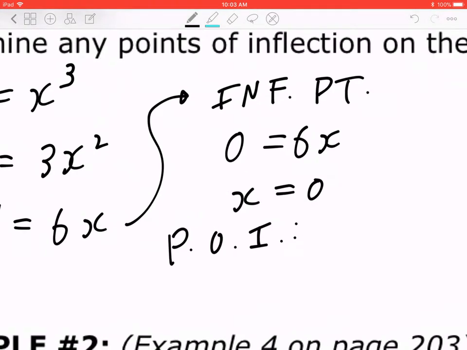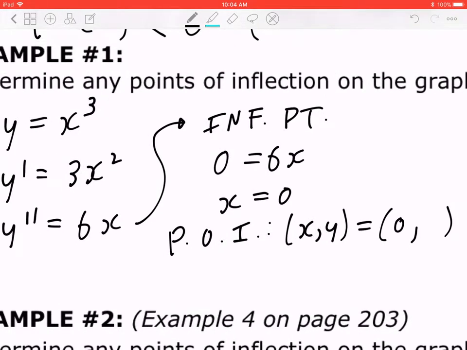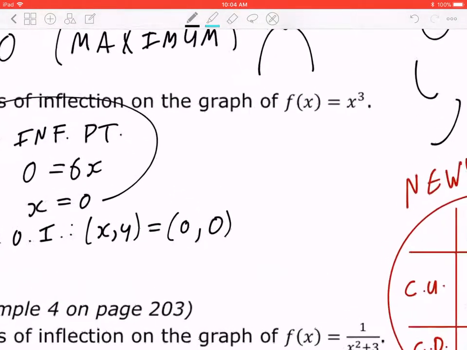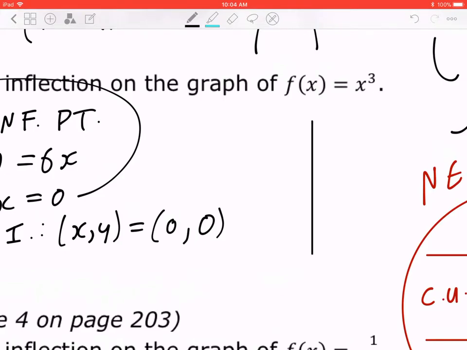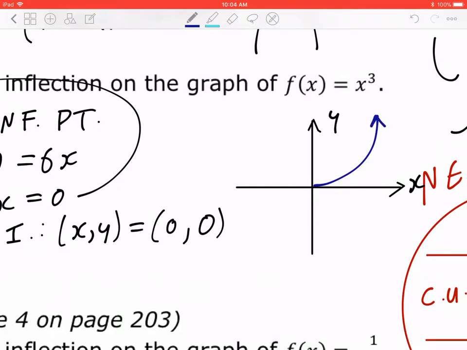Again, form that habit just like we did when we did critical points. Don't stop when you find the x value. Find the actual location. Find a coordinate for the point of inflection. When you plug 0 back in, and I'm talking about the original function, 0 to the power of 3 is going to be 0, so the point of inflection is going to be 0, 0. And again, that's all they're really asking in example 1, but I do want to show you a graph just to justify what is going on.